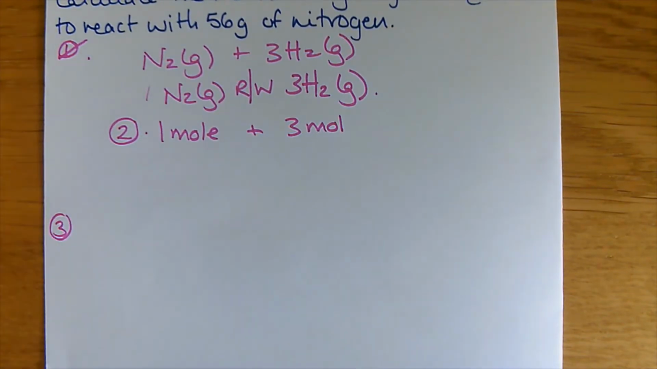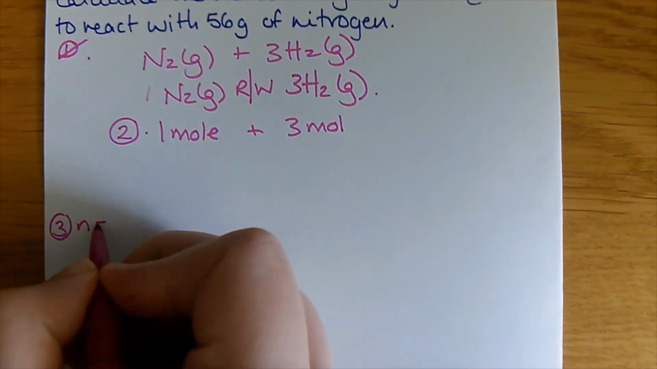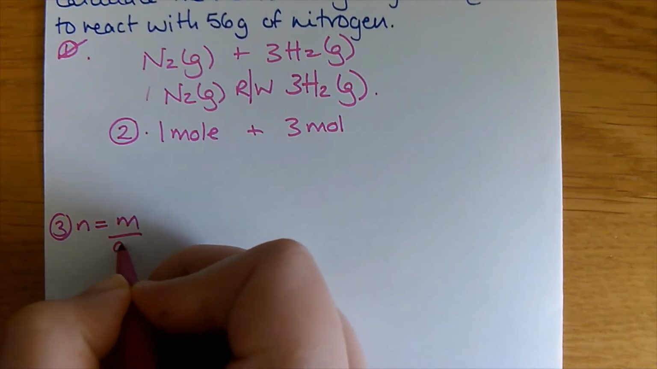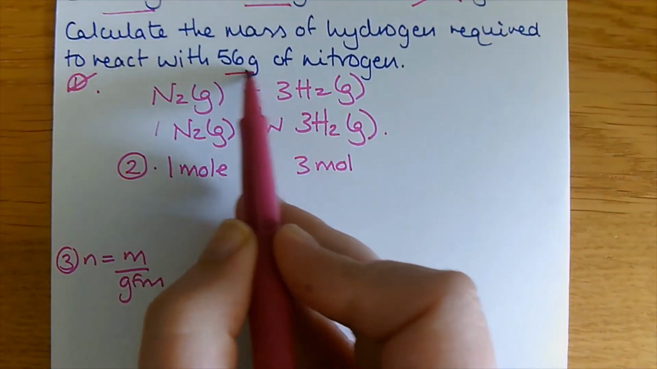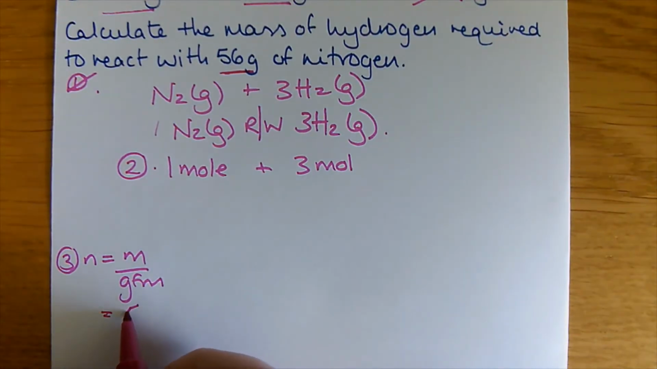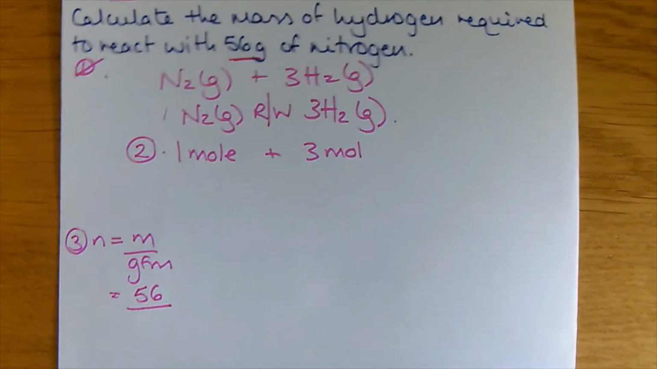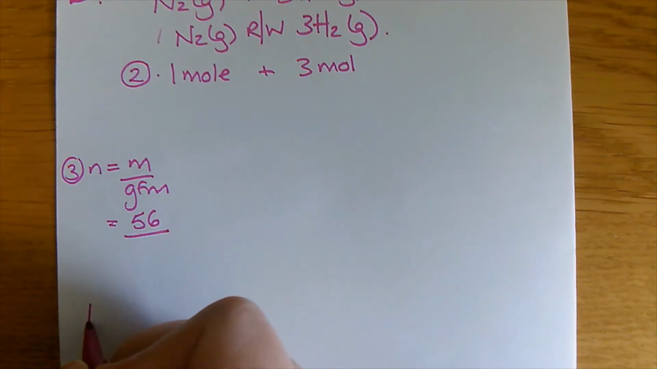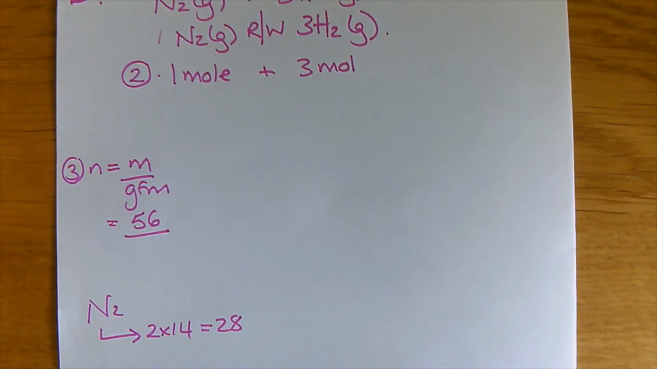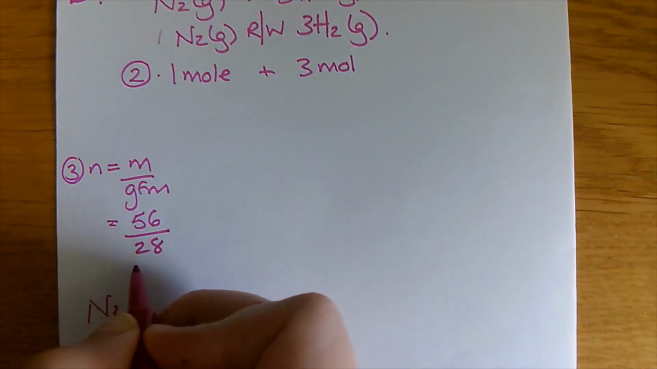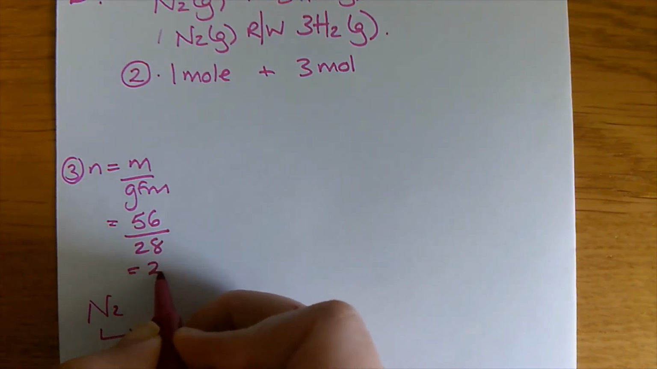Third step is calculated the exact same way as usually. Number of moles equals mass divided by the gram formula mass. The mass of nitrogen we are given in the question, it's 56 grams, and we have to calculate our gram formula mass. 56 divided by 28 will give you an answer of 2 moles.